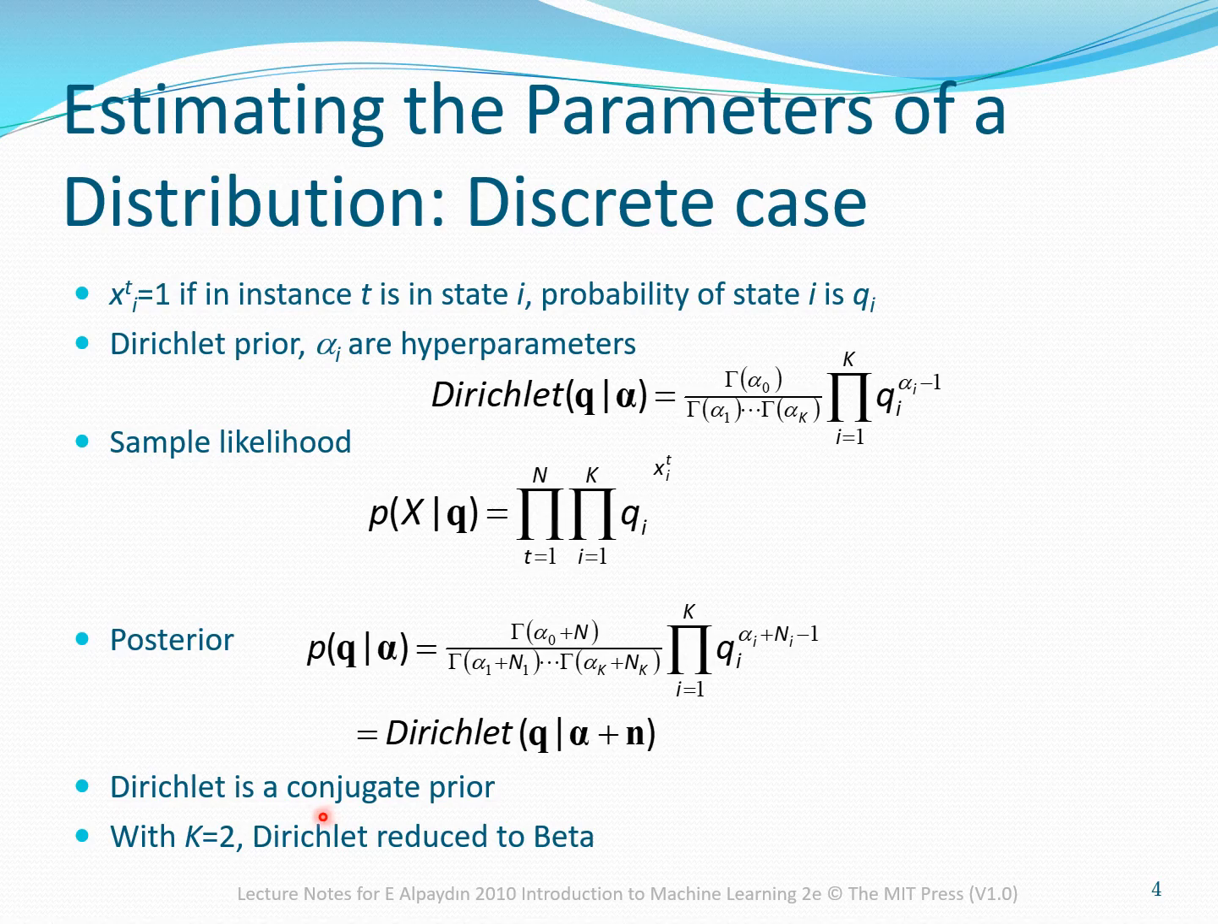Dirichlet is a conjugate prior. With k equals 2, Dirichlet reduces to beta.